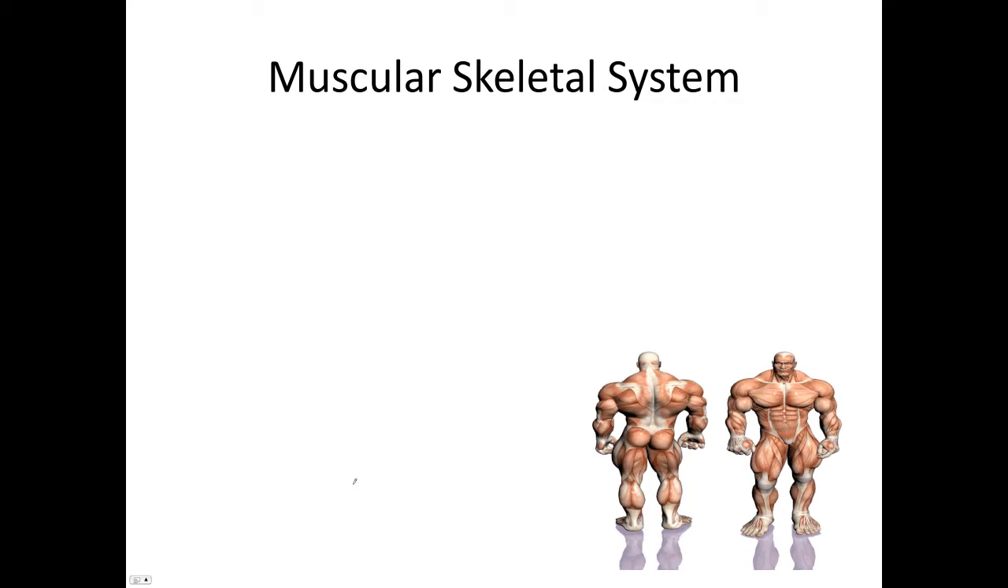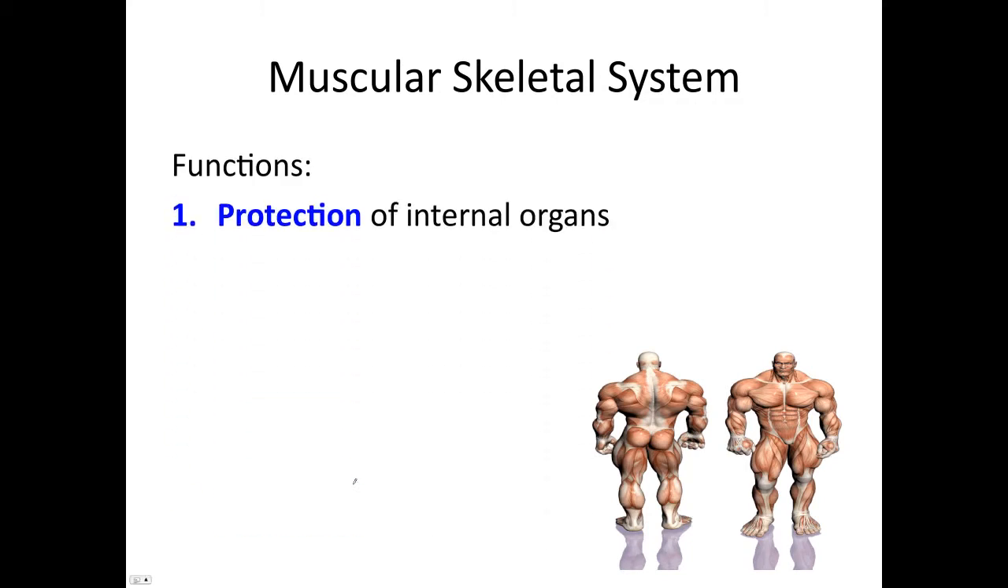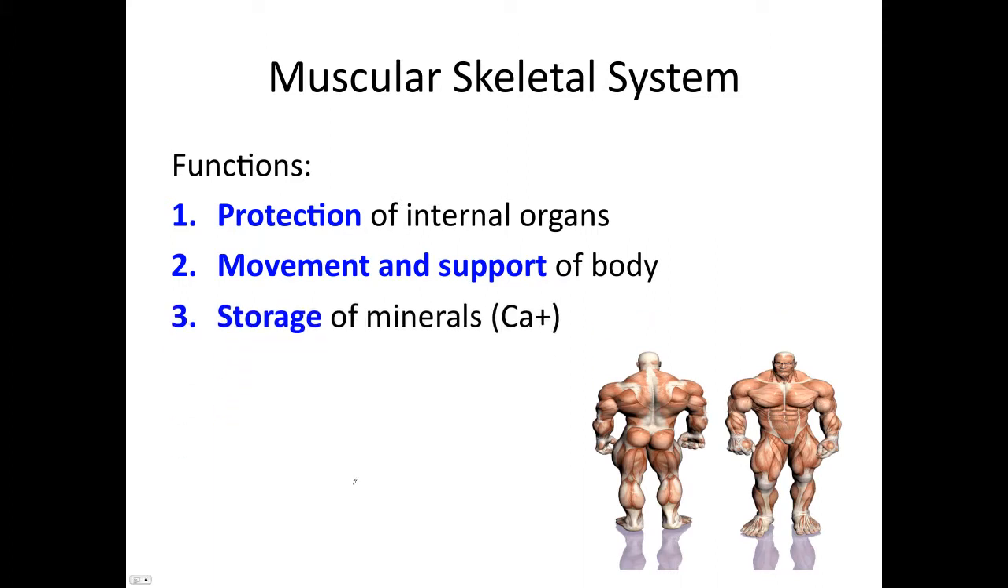Now, changing course a little bit, we're going to move on to the muscular skeletal system. Now, this guy is obviously a dramatic view of the muscular system. But let's take a look at what the functions of both the muscles and the skeletal system do. One, they protect our internal organs. Think about our rib cage and how it protects our heart and our lungs. Movement and support of our body. We would just be a pile of mush if we didn't have bones and muscles to support us, and we wouldn't be able to move without these both working together.